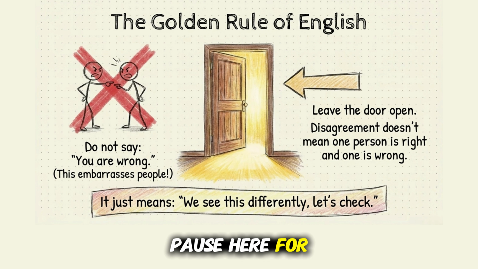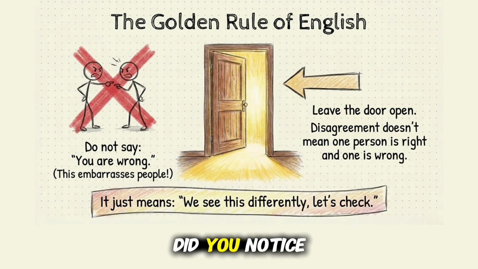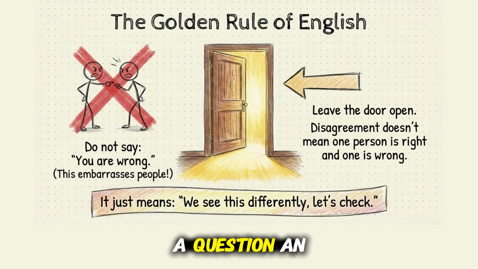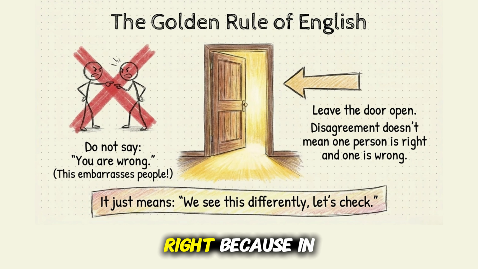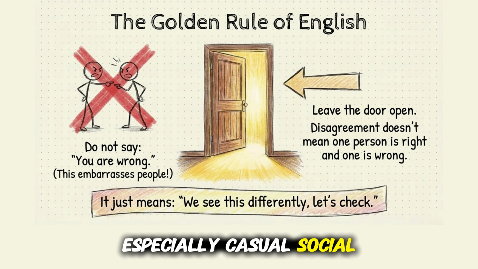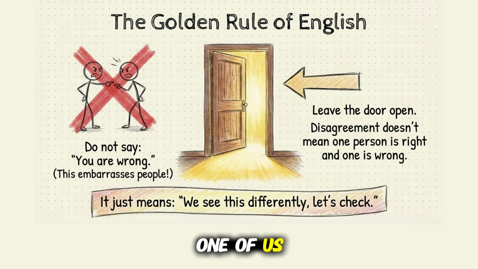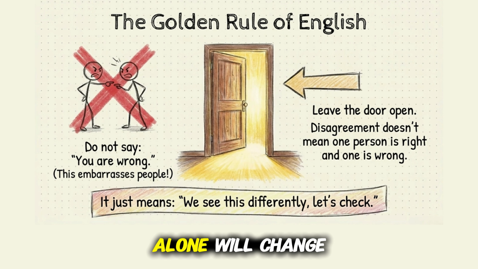Let's pause here for 1 second because I want to highlight something important. Go for it. Did you notice that almost every example ends with something open, a question, an offer to check, an acknowledgement that it might depend? Right, because in English conversation, especially casual, social English, disagreement doesn't have to mean one of us is right and one of us is wrong. It can just mean we see this differently, and that's interesting. That mindset alone will change how you feel in conversations.